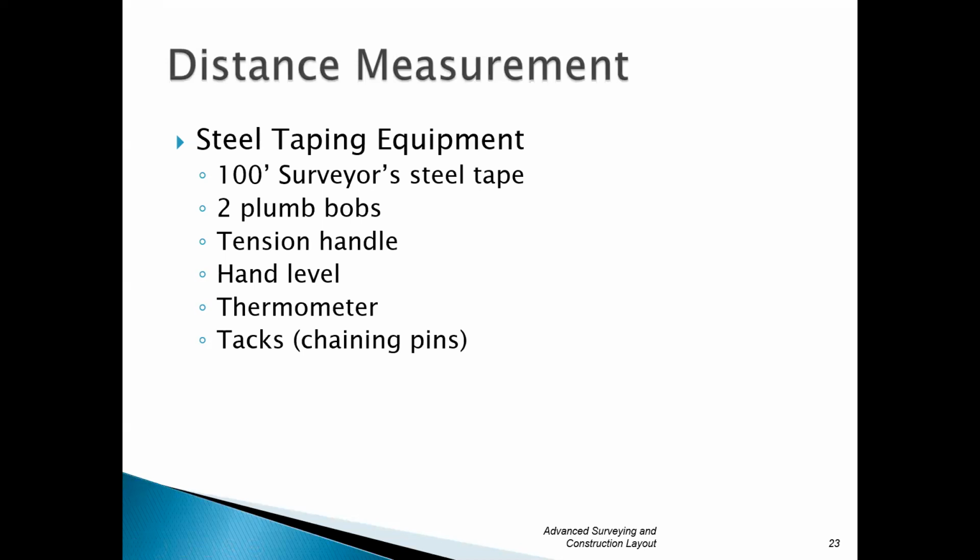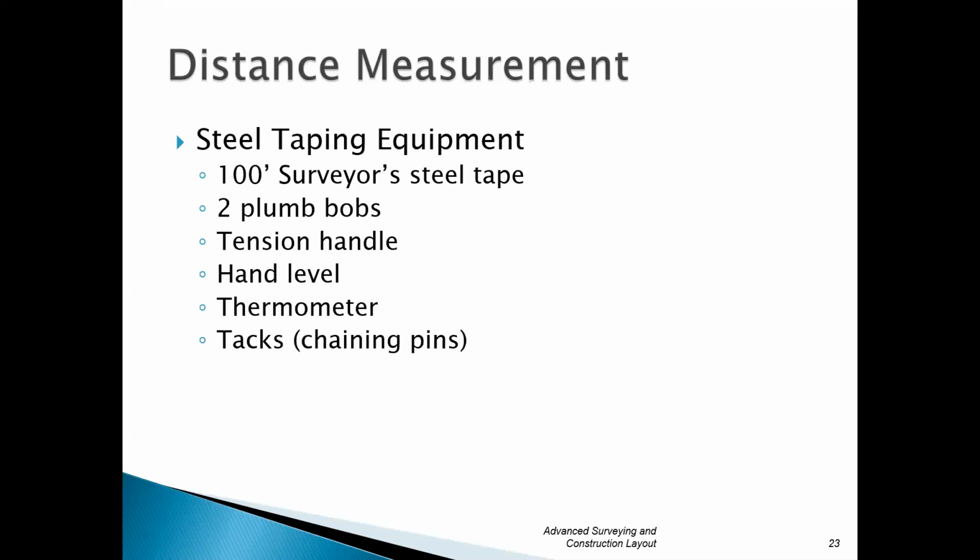We use a tension handle. The tension handle is to make sure that you're applying a proper amount of tension, which, depending on the steel tape and its cross section, most people say is anywhere from about 12 to 20 pounds of pull. It doesn't sound like much, but if 2 people are taping a distance and you're both up in the air, pulling with 15 pounds of tension is a lot.